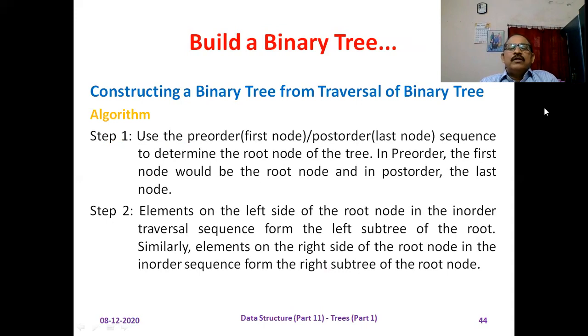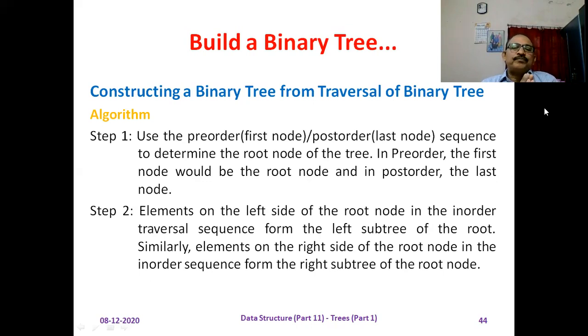Next, the algorithm is as follows. First, we use the pre-order, that is the first node, or the post-order, the last node sequence, to determine the root node of the tree. The first node of the pre-order traversal sequence and the last node of the post-order sequence give the root node of the tree. In pre-order, the first node would be the root node, and in post-order, the last node would be the root.